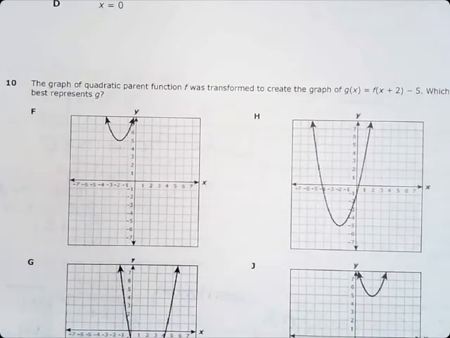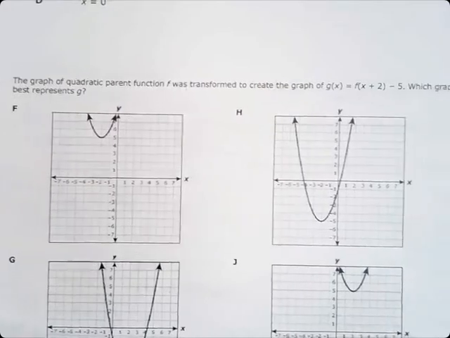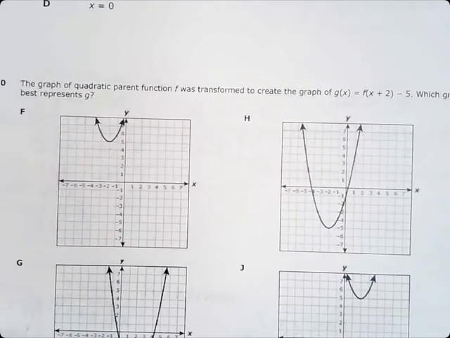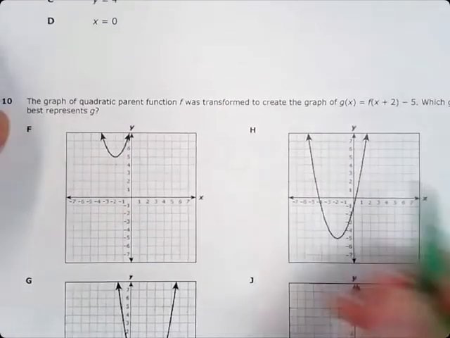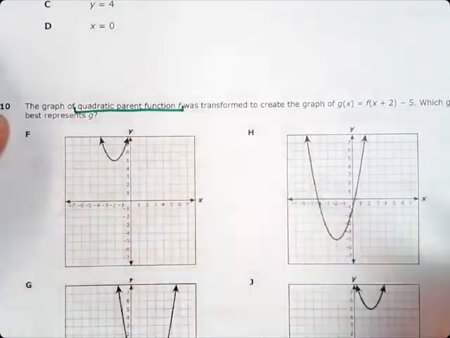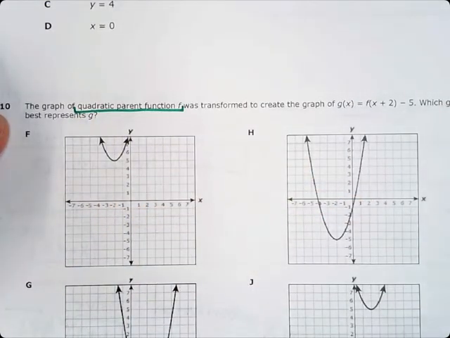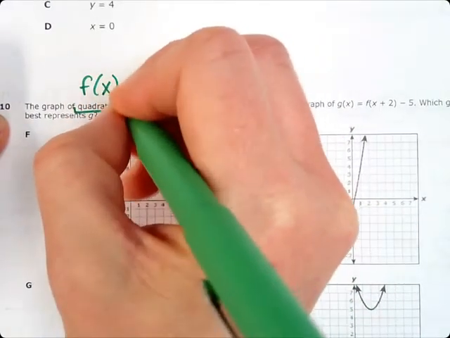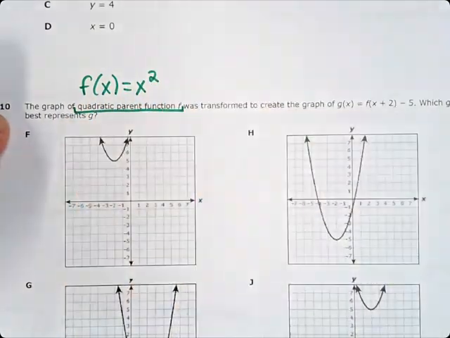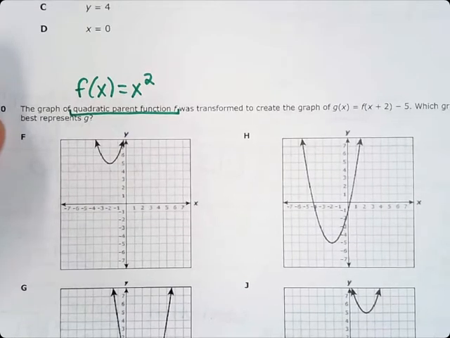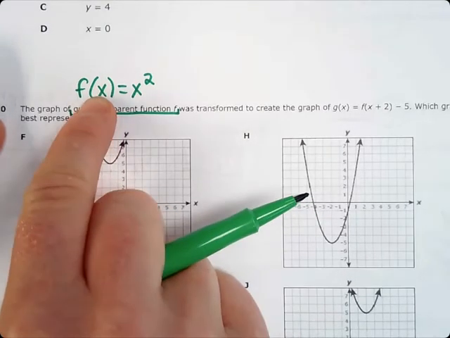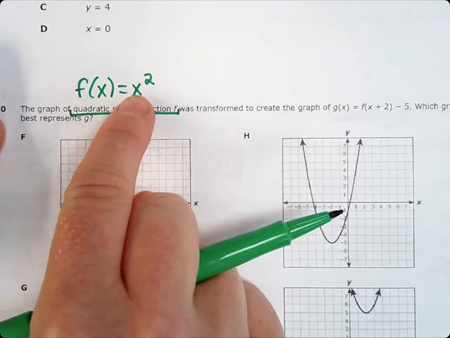The graph of a quadratic parent function f was transformed to create the graph of g of x equals f of x plus 2. Which graph best represents g? So we know the quadratic parent function. That is f of x equals x squared. So x is the variable here for f of x, and it's x squared.